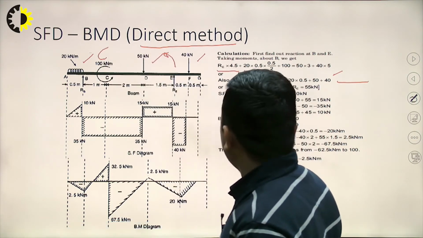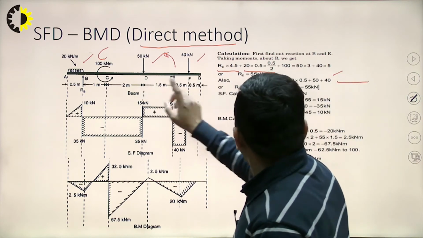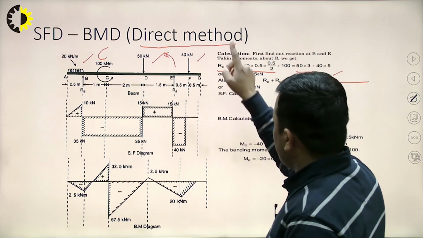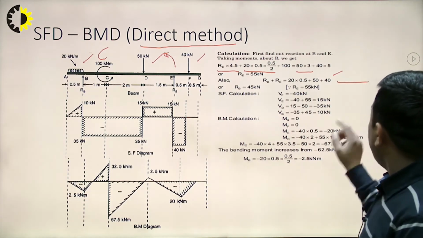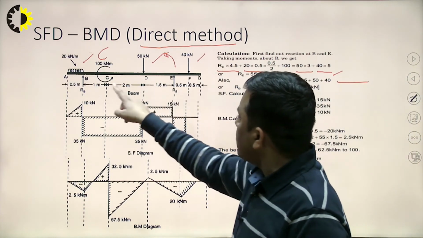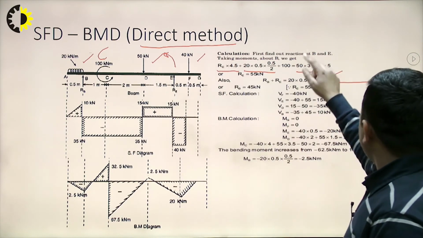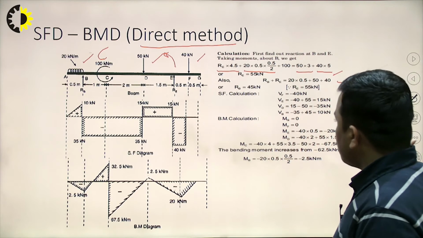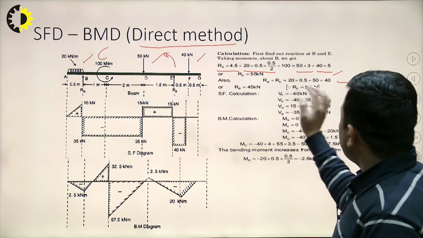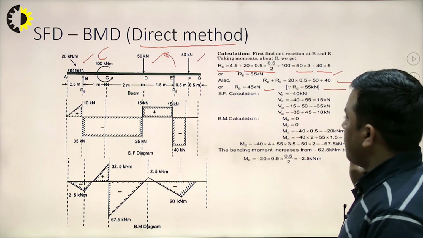All these are anti-clockwise, so they are taken on one side. 50 into 3 is because of the 50 kilonewton load at point D, and 40 into 5 is because of the load at F, which is at 5 meters of distance, and this is clockwise. So, by solving these two equations, we can find out Rb and Re. Rb is coming out 45, Re is coming out 55.